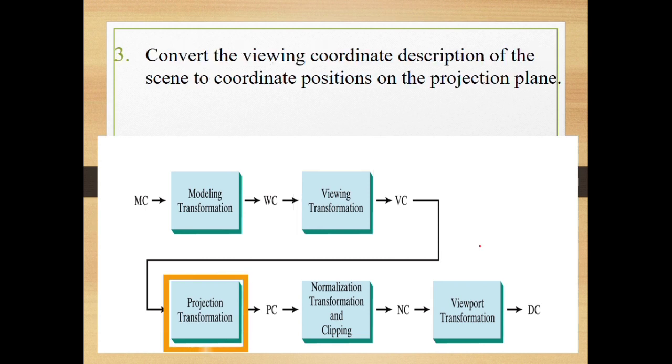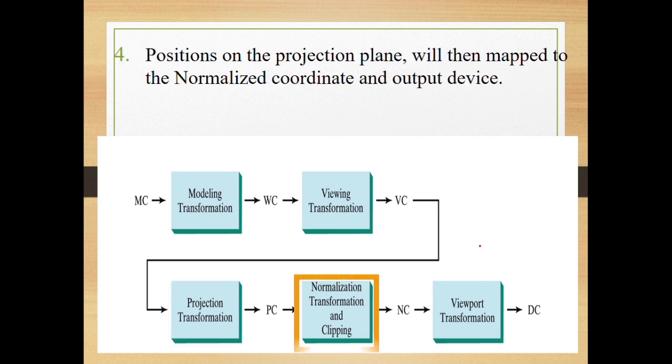And one more is the projection transformations. Again, converting the view coordinate descriptions of the scene to coordinate positions on your projection plane. According to the projection plane, it can be either normal projections, parallel projections, or perspective projections, how to provide the projection of areas. And the fourth one is the projection plane, how it will be mapped into the normalized coordinates and how it is taken to the output devices.